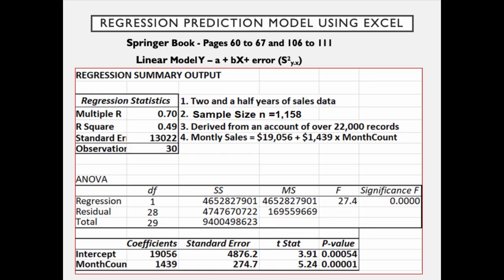This exhibit uses Excel to generate the regression model to predict monthly sales. Goal 3 model building, pages 60 to 67 and 106 to 111, outlines the statistical methods in building prediction models. Excel can be used to calculate the straight line values of intercept A and slope B that minimize residual error variance. This process is also sometimes referred to as the method of least squares. The error term in this model represents the variables that are unknown and not measured.